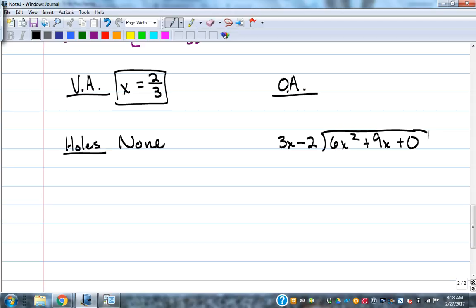3x times what gets me 6x squared? 2x. Careful with your subtraction here. 9 minus negative 4x is 13x. And so we got to think here. What times 3 is going to give me 13? 4 1/3. Give me an even better answer than that. 13 over 3.